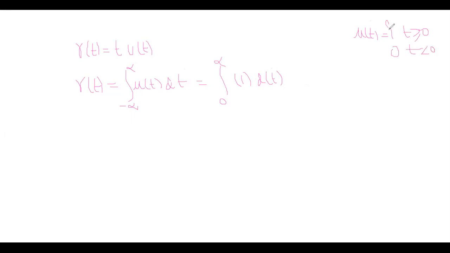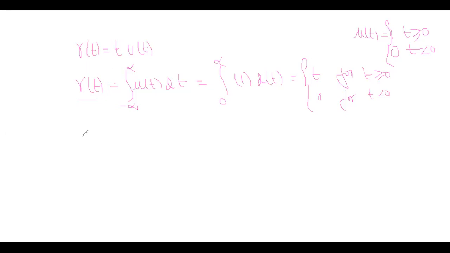We know this function. So from minus infinity to infinity, the negative values are 0, and for positive values mu of t is equal to 1. The integral of 1 with respect to t is t. So r of t is equal to t for t greater than or equal to 0, and 0 for t less than 0. This is the equation we got for r of t related with mu of t.